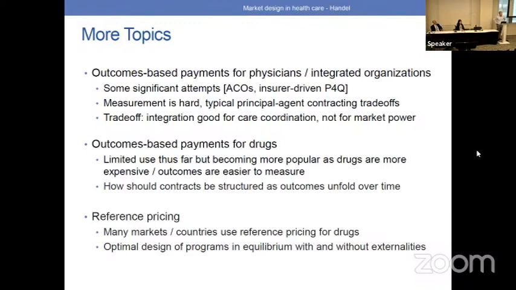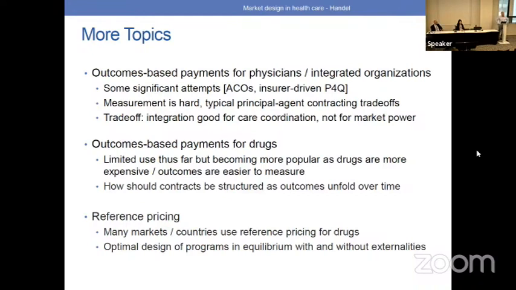In addition, there are some other topics I'd like to tease that are new and interesting, but in a little less depth than the last one. Two of them relate to outcomes-based payments. These are areas that policymakers in health have talked about for some time, but there have been quite a lot of difficulties implementing really successful policies related to outcomes-based payments. One of the main reasons is that measuring outcomes has proven to be very hard, both for providers as well as for successful drugs.